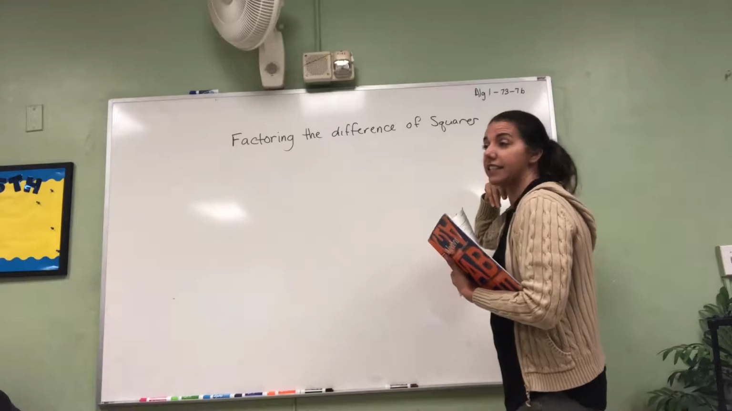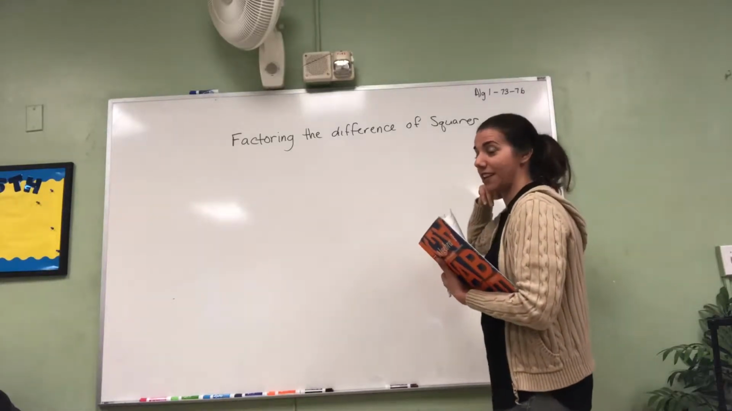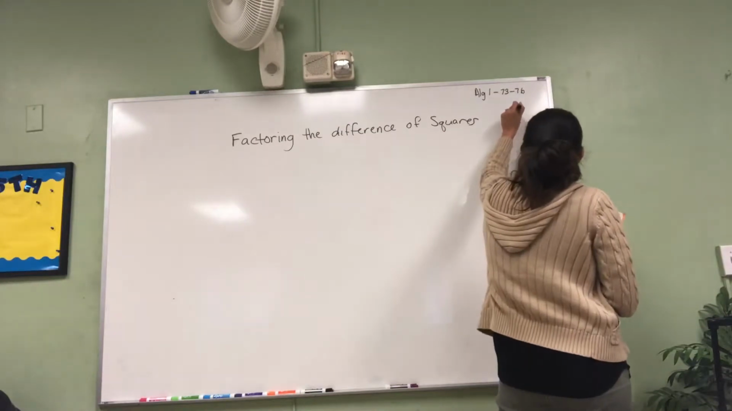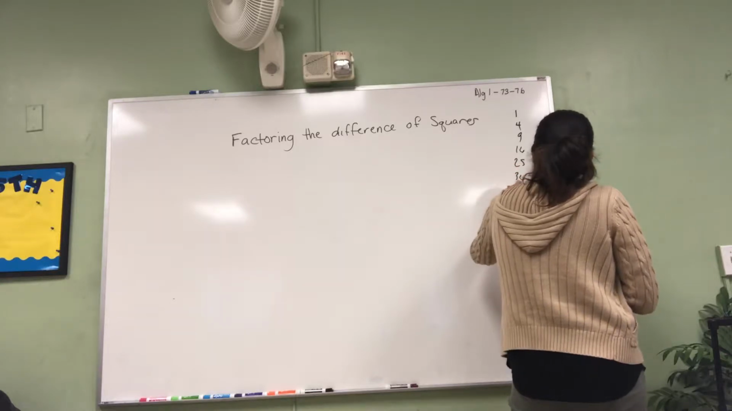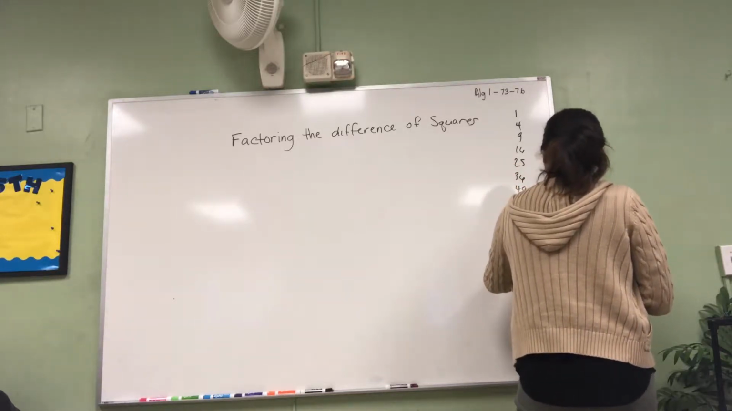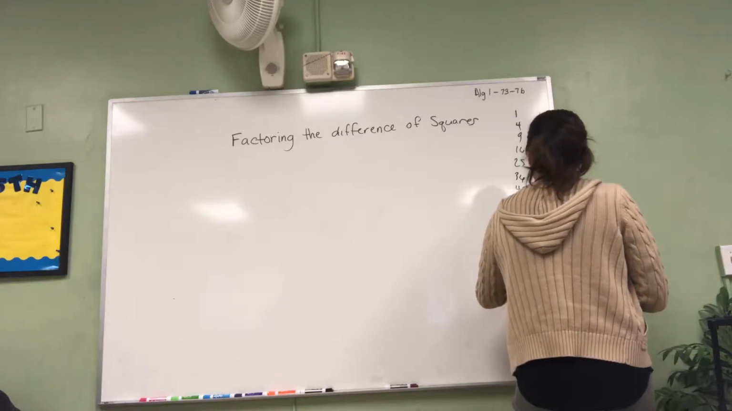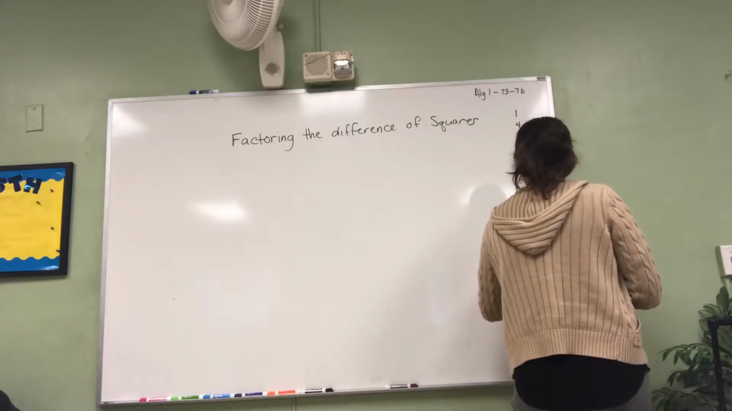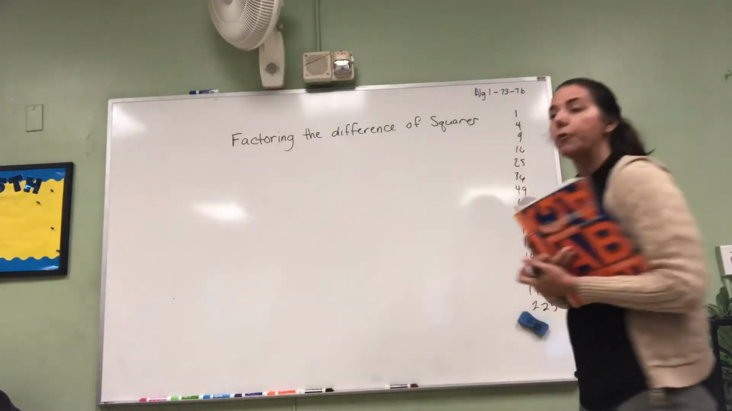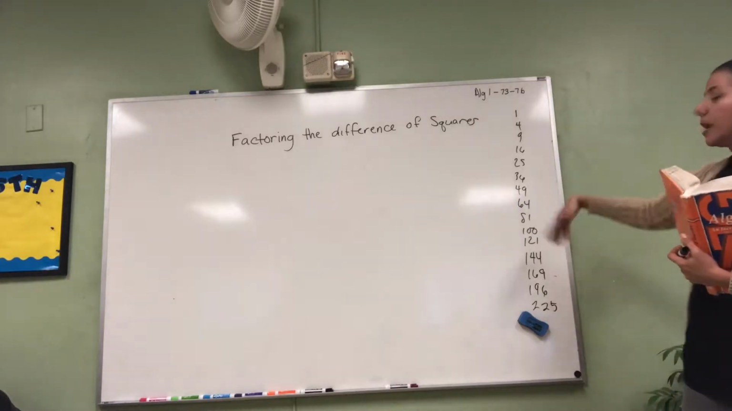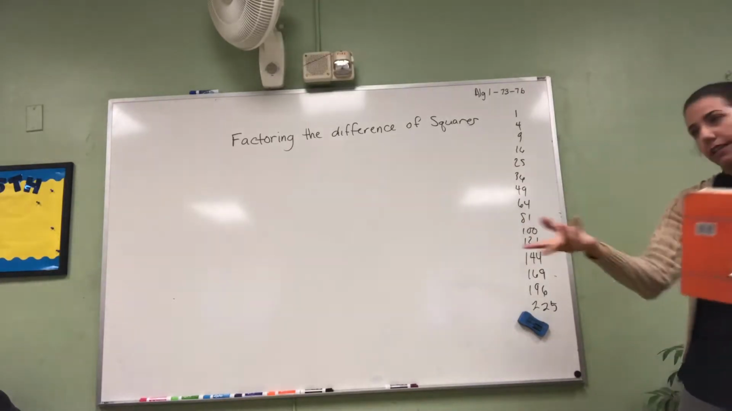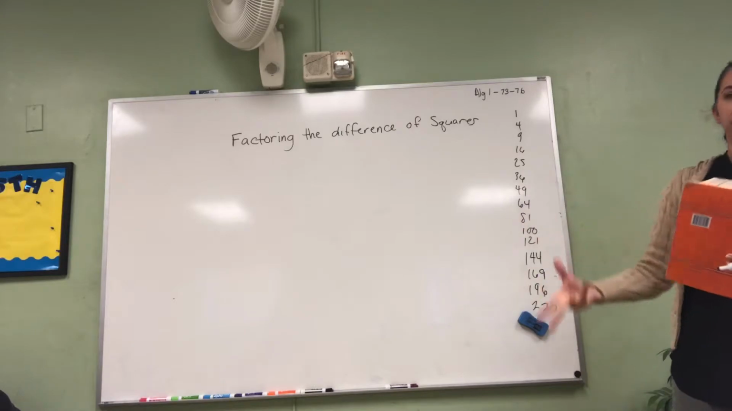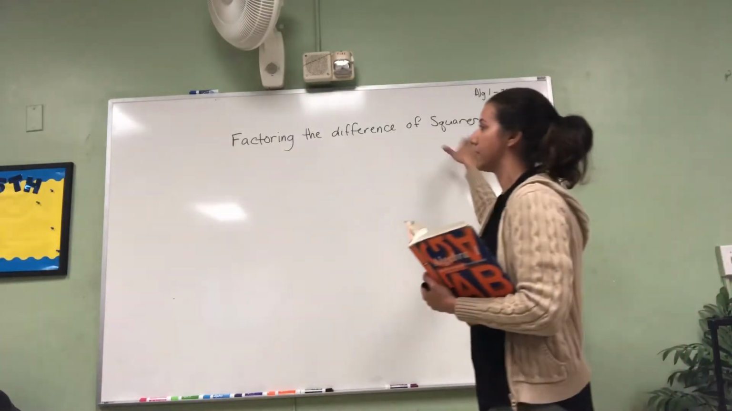Do you hear 1, 4, 9, 16, 25, 36, 49, 64, 81, 100, 121, 144, 169, 196, 225? Those are all perfect squares, which means you can just say, what's the square root of 49? And it's 7. If I said, what's the square root of 20? Not that easy, right? You have to solve it. These are perfect squares, so they're easy. So, factoring the difference of squares.